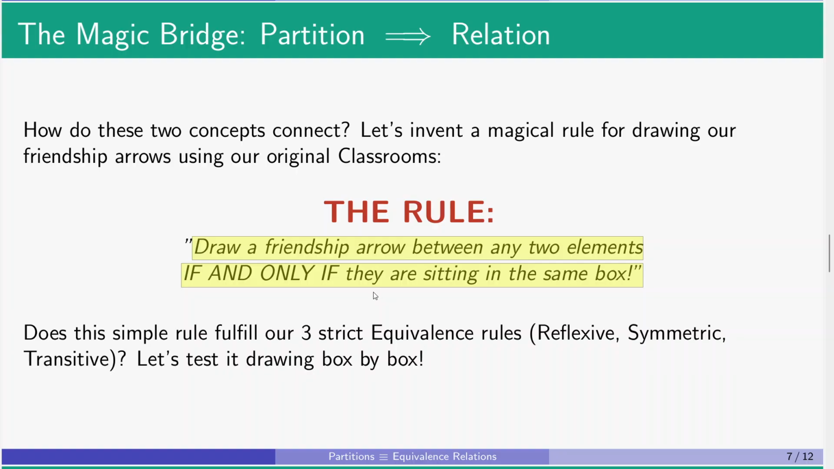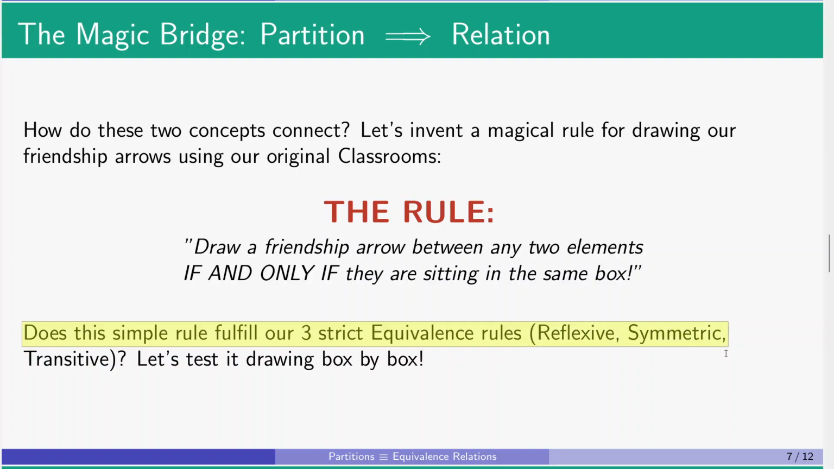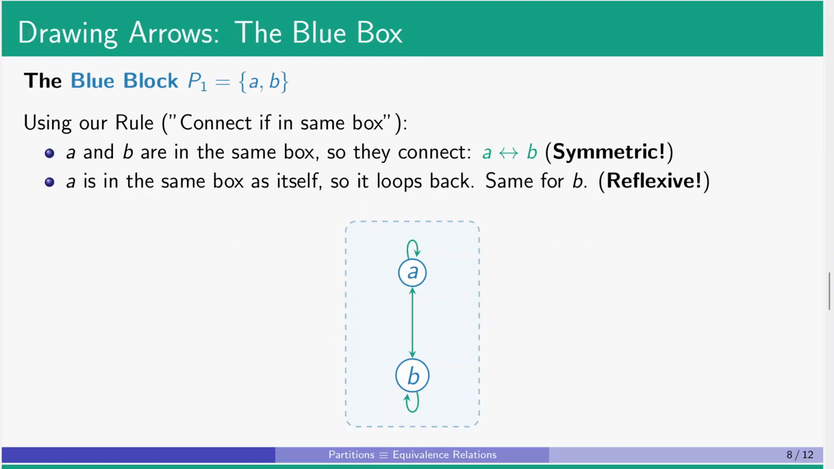Now, the big question is this. Does this simple rule automatically satisfy all 3 of our equivalence relation requirements? Does it automatically give us reflexivity, symmetry, and transitivity? Let us go through our partition block by block, drawing arrows as we go, and watch the magic happen in real time. Let us start with our first block, the blue block, P1, which contains just 2 elements, A and B.